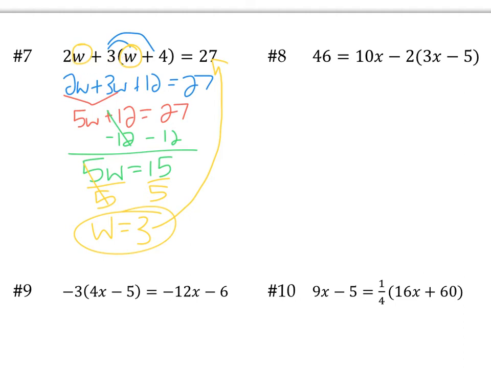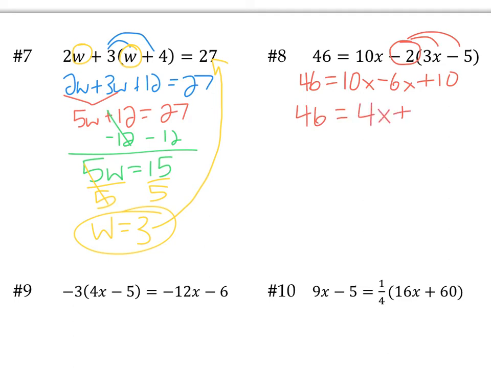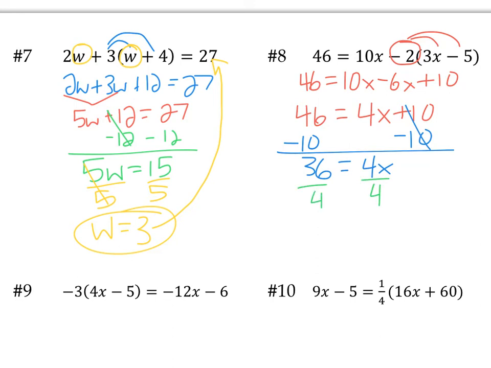Okay? In this next example, similar to what we just saw, be careful with distributing the negative 2. You're distributing the negative in there. So it's 46 equals 10x minus 6x plus 10. That's 46 equals 10x minus 6x is 4x plus 10. And now we can start using our inverse operations on both sides of the equal sign and get 36 equals 4x. And when we divide both sides by 4, we get 9 equals x. That'll be our answer. Again, if you check it, plug it into the original equation.